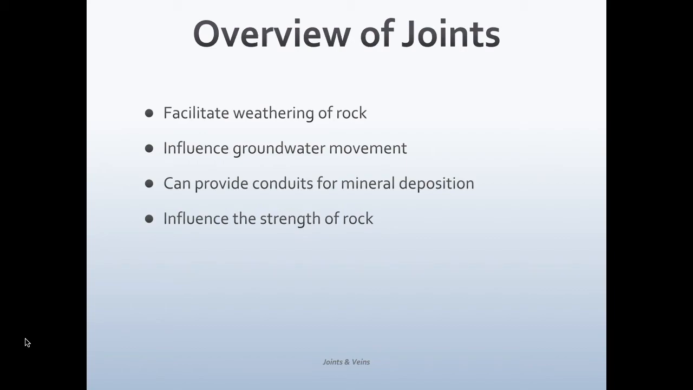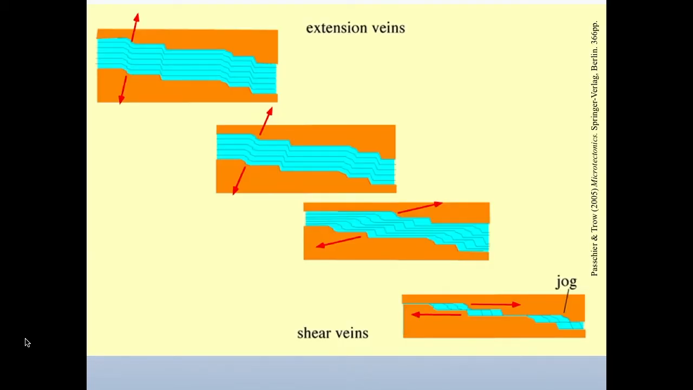So just to review, joints facilitate weathering of rock. They influence the movement of geologic fluids, including groundwater. They provide sites of mineral deposition, and they can influence the strength of rocks. They can also tell us some additional information about the strain that's occurring. So what's shown here are some diagrams of veins.